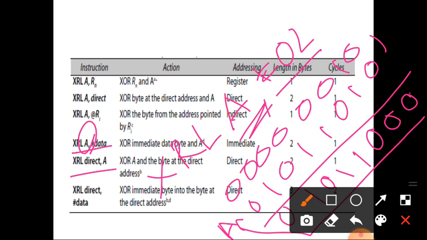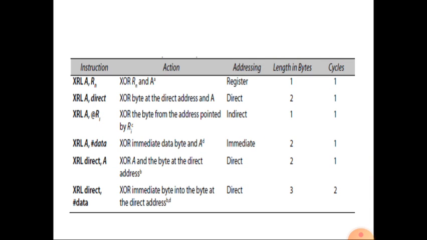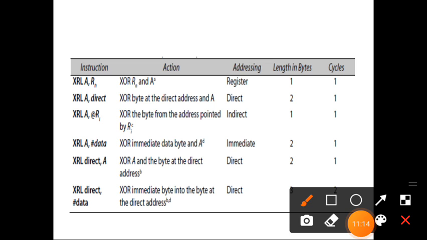XRL direct comma A. Here the XOR operation is performed on A and the byte at the direct address. So the byte at this direct address is XORed with the accumulator content. This is the direct addressing mode, and it requires 2 bytes. How many cycles are required? Only 1 cycle is required to complete this operation.